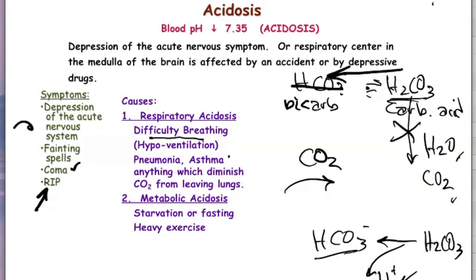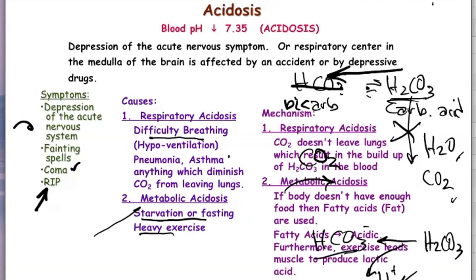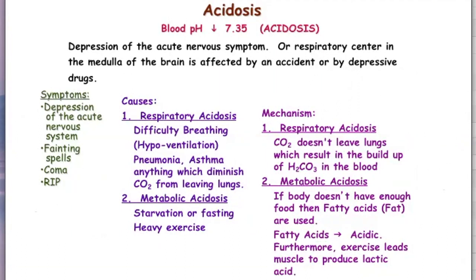And then we also have metabolic acidosis. That's where you remove natural acids from your body. If you are starving or fasting, then you start breaking down the fatty acids. And so again, you're removing acid, or heavy exercise, because then you have lactic acid. And that basically means that there's going to be more acid in your body because you have a production of lactic acid. So this is the mechanism by which that occurs. Okay, and I already talked about that.